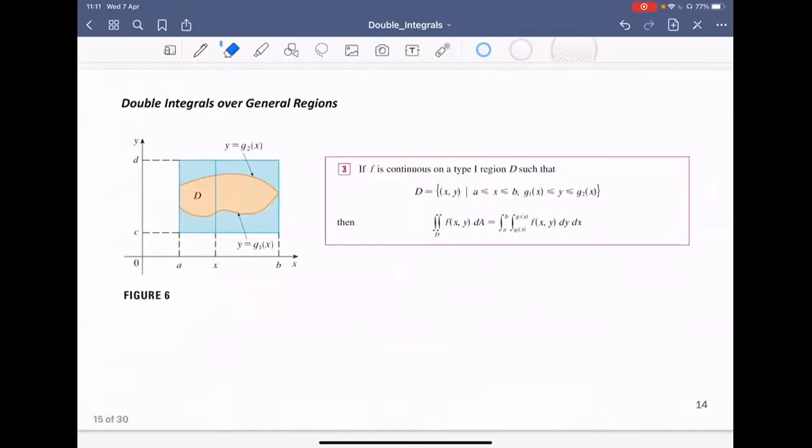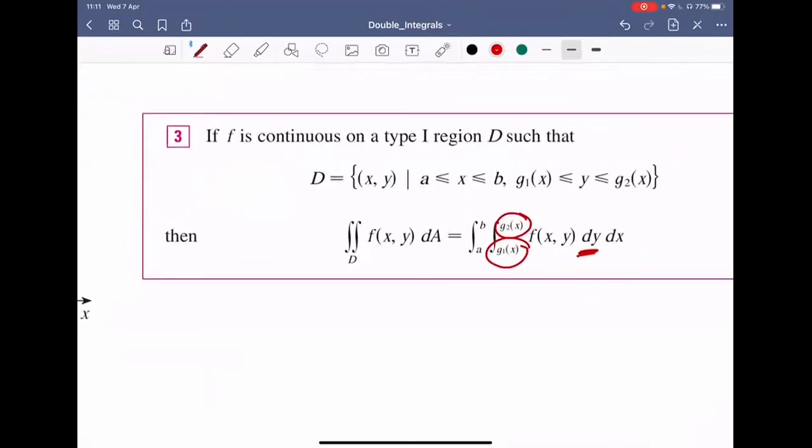This is what I just explained to you in the last slide, the same thing. When you want to integrate the area that I highlight in orange here, you want to integrate from x equal to a to x equal to b. So you just draw a vertical line here, and here, and here, and then you integrate dy first. y is going to be from g1 to g2, and then x is going to be from a to b. That is what you have to do.